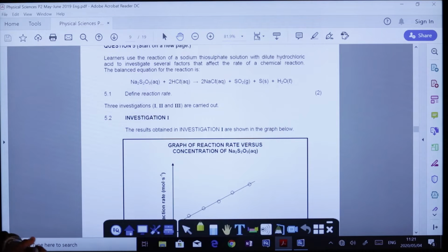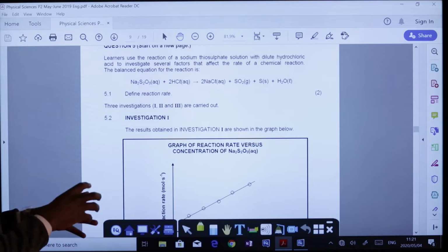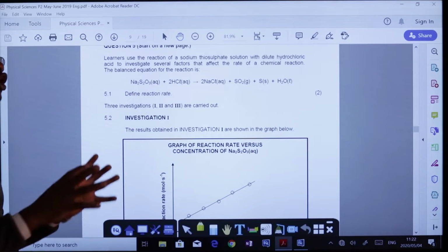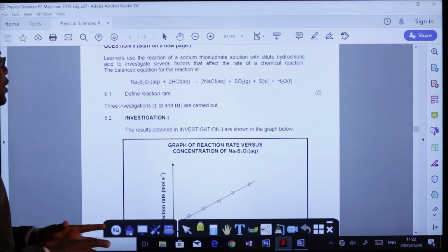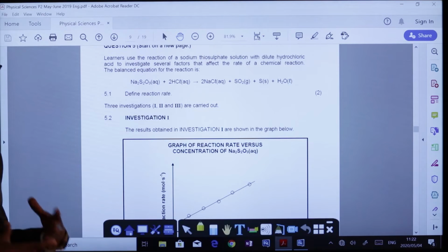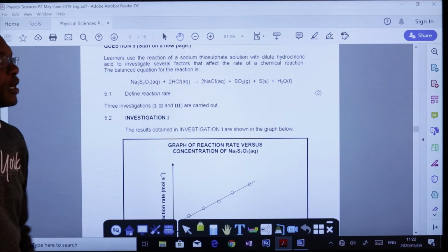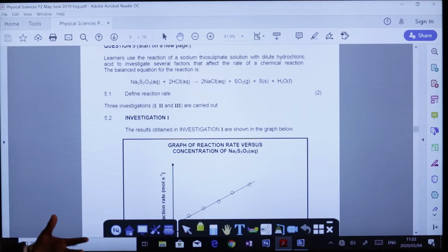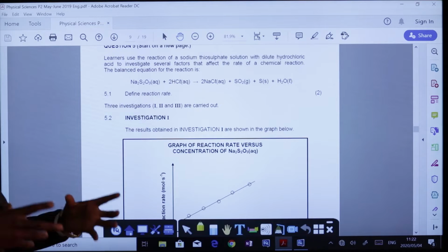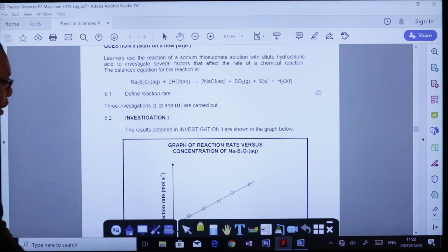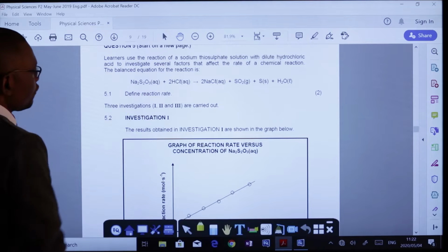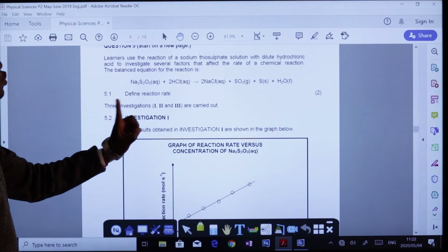So define reaction rate. What exactly would we say is the rate of a reaction? Remember, every time we are talking about rate, we are talking about something happening per unit time, meaning that it's a measure of the speed at which the reaction is taking place. Okay, so just for 2 marks, you put it in simple terms. We are saying that reaction rate is a measure of the speed at which a reaction is taking place.